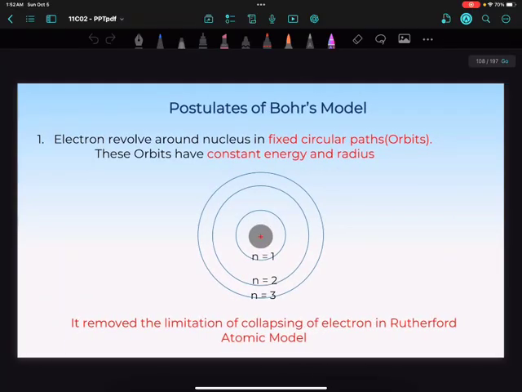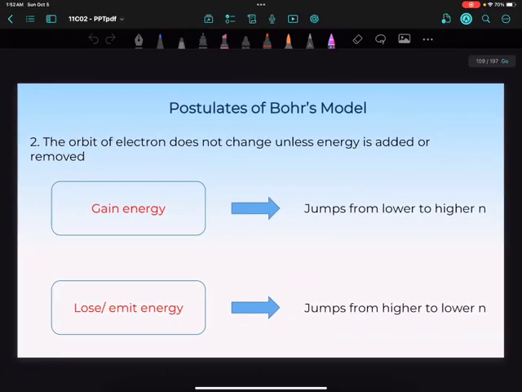The postulates of the Bohr model are general features; the structure of the hydrogen atom and its spectrum is explained. Electrons revolve around the nucleus in a fixed circular path. These orbits have constant energy and radius. It removes the limitation of the collapsing electron from the Rutherford theory. Rutherford said that if the electron revolves in a circular path, the energy shrinks and the radius also increases. Thus, the electron will fall out.